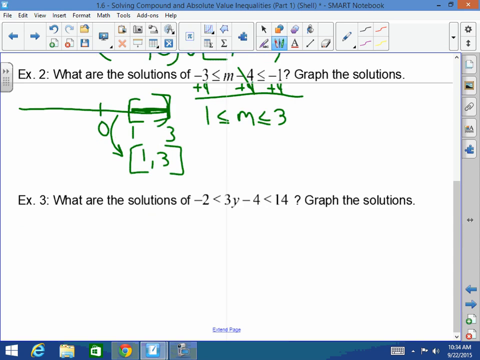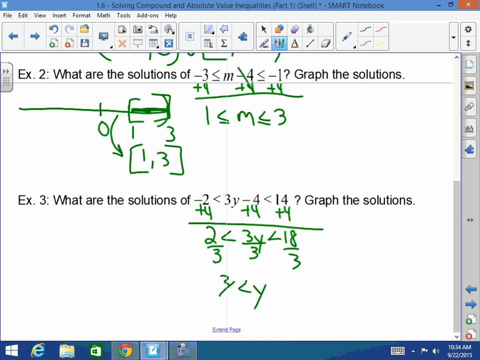How about example 3 here? How would I start solving for this? You add 4 to both sides. That's fantastic. And that's going to give me 2. And then how do I solve for y? You divide 3 to every side. And then y would be greater than 2/3, but less than 6.